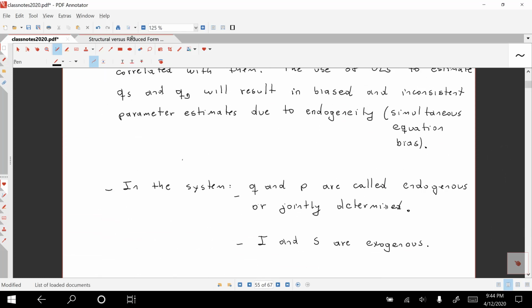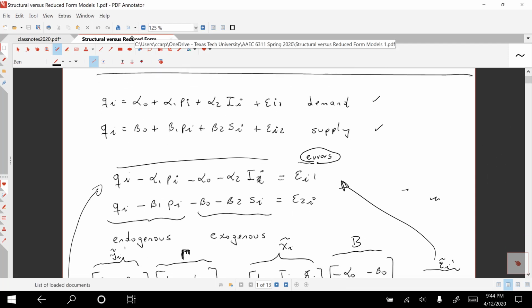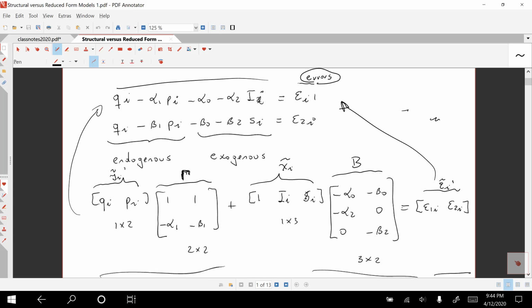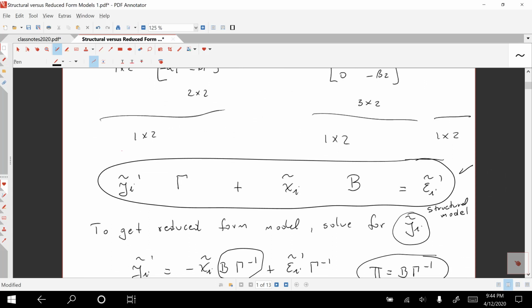Just a reminder, I'm going to go to the handout that I gave you. Remember, we used this example of a demand and supply model, where the index i refers to an individual i. We have the demand and supply equations, and we have the structural model. This equation represents the structural model. We have y_i tilde, the endogenous variables. In x_i, we have the exogenous variables. Gamma is the coefficient related to the endogenous variables, and the B matrix holds the coefficients related to the exogenous variables. And then we have the error term.